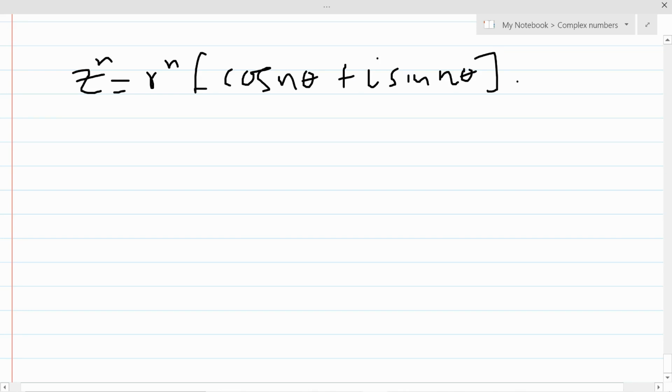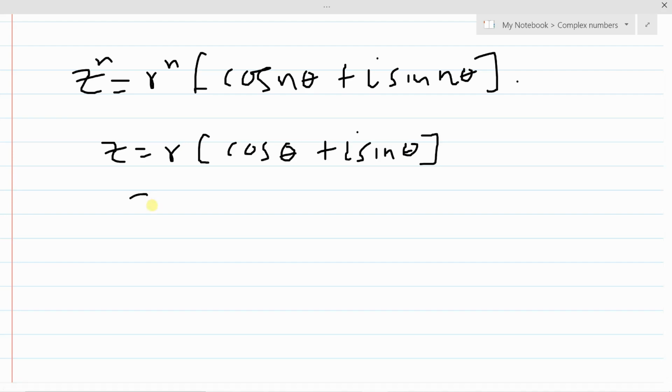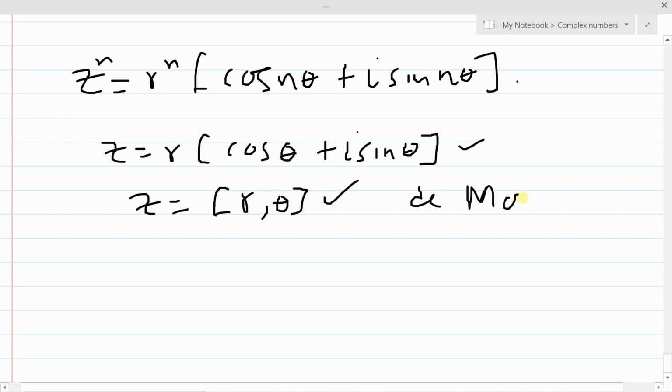But in some cases, in the polar form, we say z is equal to r, then cos theta plus i sine theta. But some books will leave it like this: z equals, then a bracket like this, r comma theta. This and this are the same. You just represent the complex number in terms of its magnitude and its argument, that is the angle. So that is it for de Moivre's theorem.